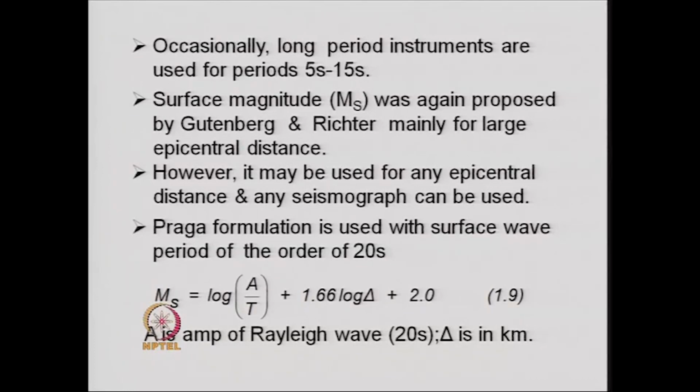Prabha formulation is used with surface wave period of the order of 20 seconds to determine the surface magnitude, and the relationship between the surface magnitude and the amplitude of the ground motion is given by this equation. Again here T represents the period of the wave and delta represents the epicentral distance in kilometer. The period is typically of the order of 20 seconds.